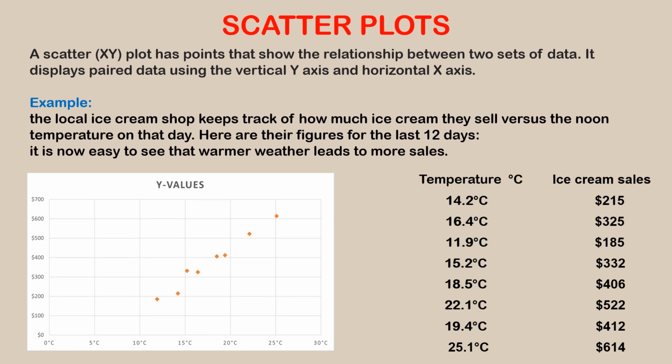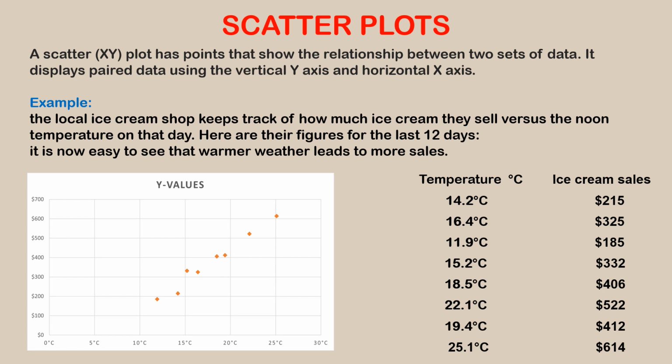Scatter plots. A scatter plot has points that show the relationship between two sets of data. It displays paired data using the vertical y-axis and horizontal x-axis. Let's take another example of this situation. A local ice cream shop keeps track of how much ice cream they sell versus the noon temperature on that day. Here are figures for the last 12 days, but we will be showing the data for 8 days. It is now easy to see that warmer weather leads to more sales.